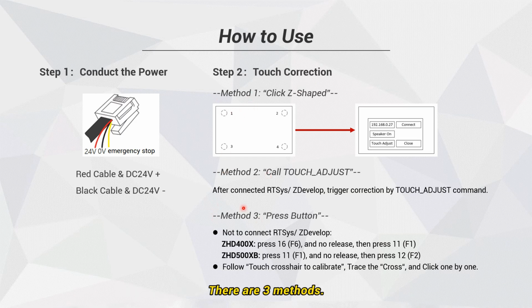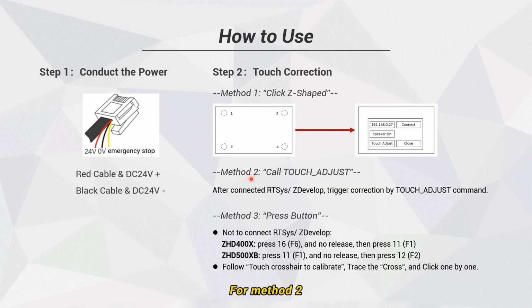Step 2, do touch calibration and wake up the screen. There are 3 methods. The easiest and most convenient one is the first method. You just click the screen continuously. The shape is like a Z, twice. That is, upper left, upper right, lower left, lower right. One Z, then one more time, another Z. You will see the screen show an interface with functions you can use: IP selection, touch adjust, connection, etc.